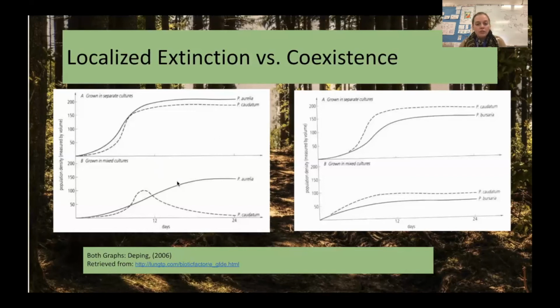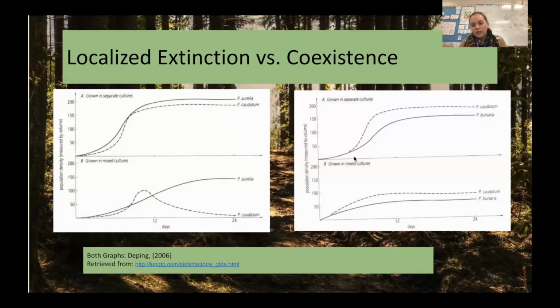However, when we mix them together, the Aurelia population will get really high. The Caudatum population will drop to virtual extinction. So this tells us that they're going after the same food source, that the Aurelia is a better competitor and the Caudatum is not winning out here. So it's going to go extinct in this particular petri dish.